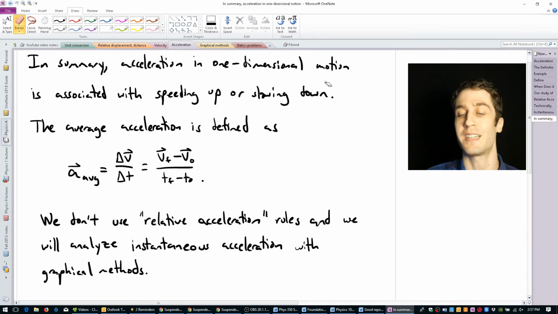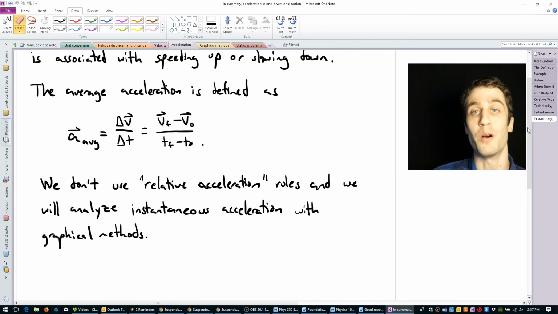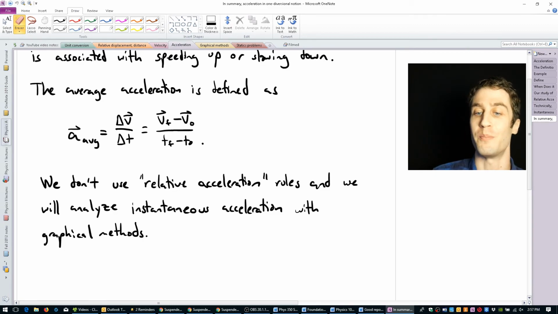So in summary, acceleration in one-dimensional motion is associated with speeding up or slowing down, and the average acceleration is defined as this quantity, a average, it's a vector, is delta v divided by delta t, which is v final minus v initial divided by t final minus t initial. And that's really the only new piece of information that you get from this video, because we don't use relative acceleration rules, and we're not going to be concerned with changing acceleration. So we'll analyze instantaneous acceleration with graphical methods. That's a topic for a couple videos down the line. But in terms of mathematically, what can we do with acceleration? This is pretty much it.